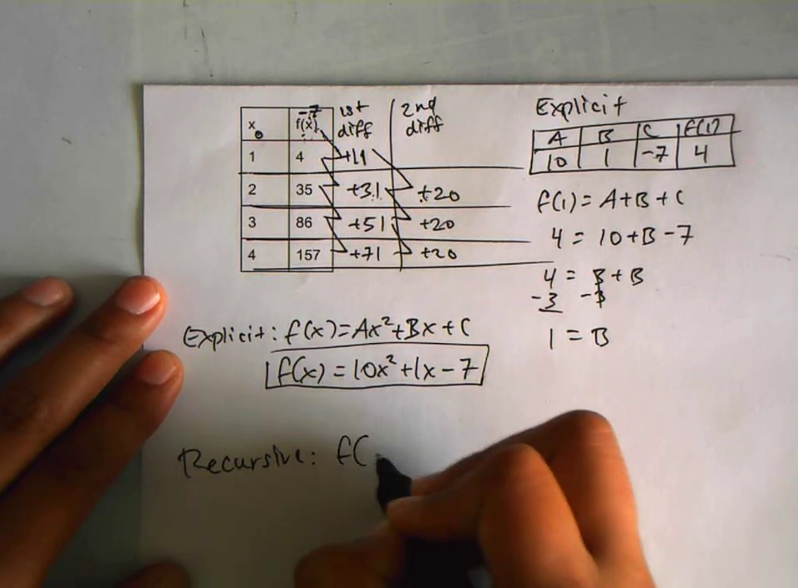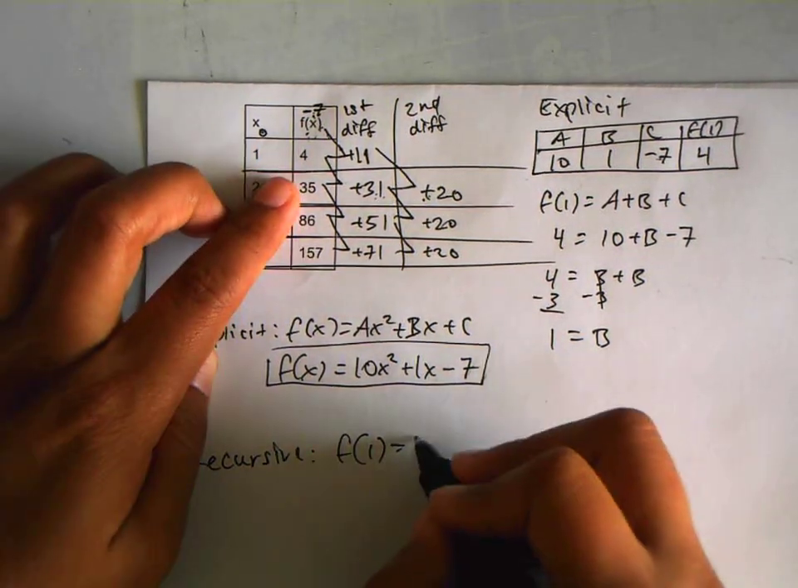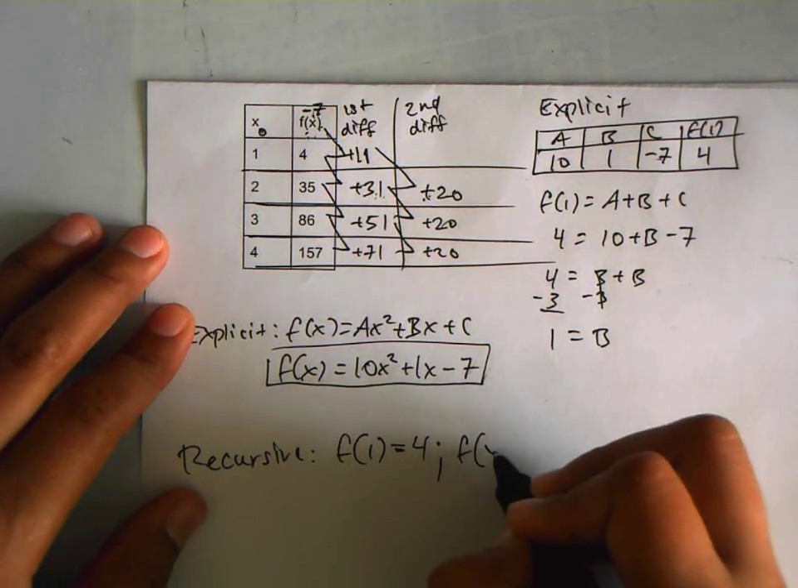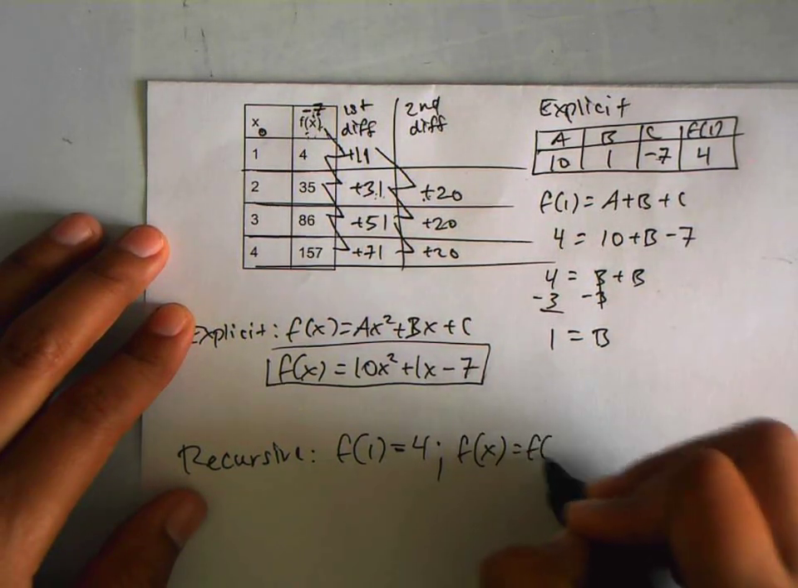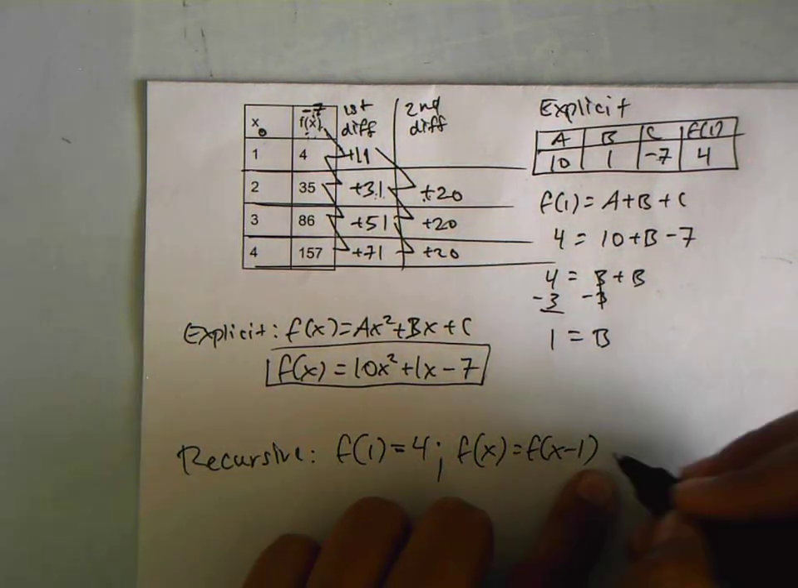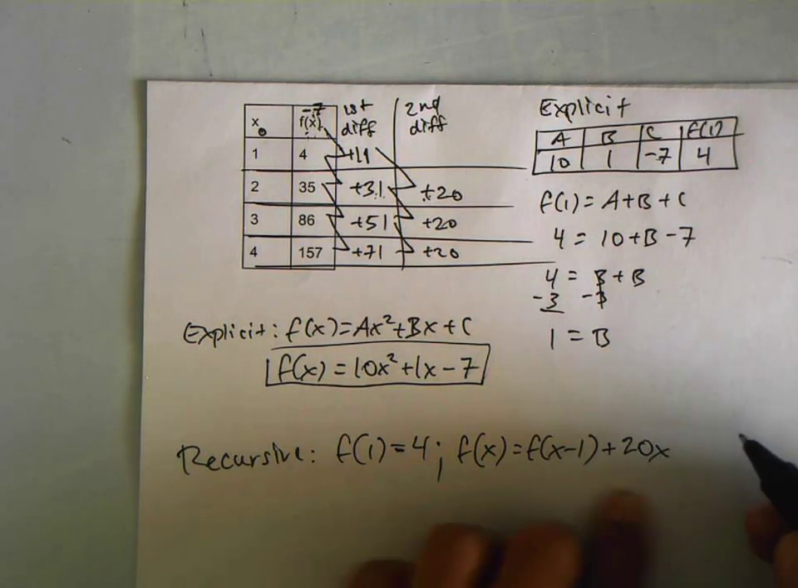Start it off the same. F of 1. You don't have to do 1, you can do 0 if you want, but I like f of 1. Always f of x equals f of x minus 1. Okay, so this guy, again, the term in front of the x is the second difference. Do not divide it by 2 for recursive.